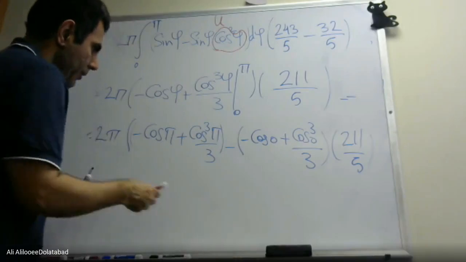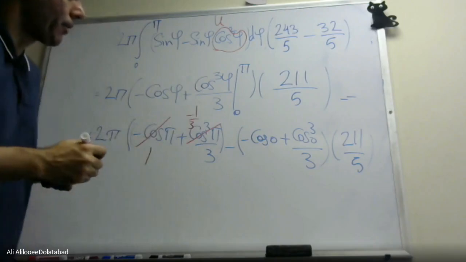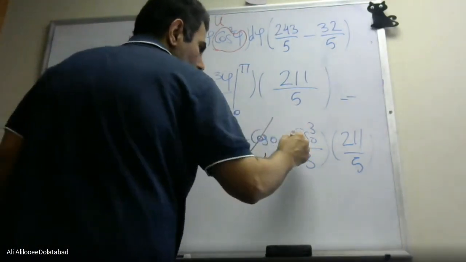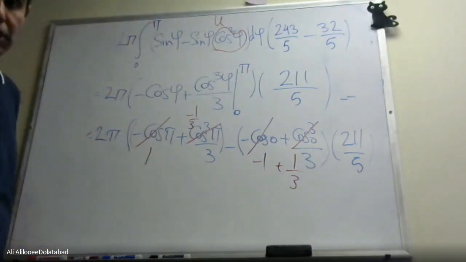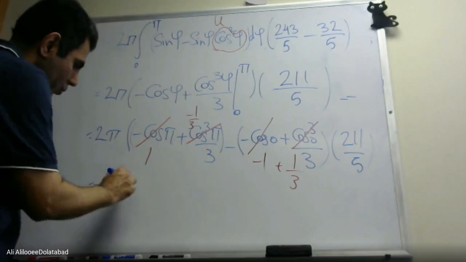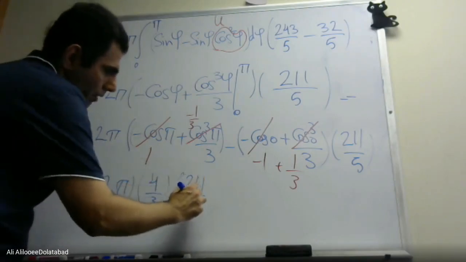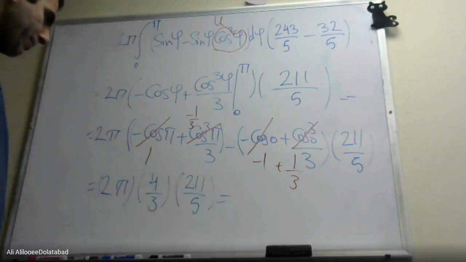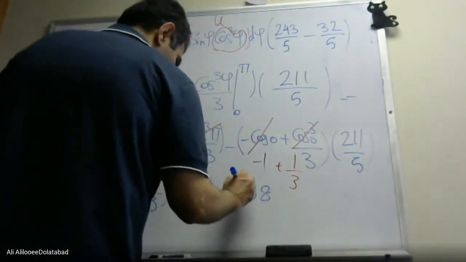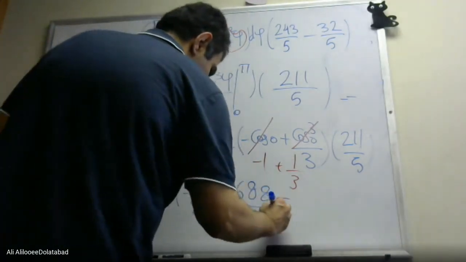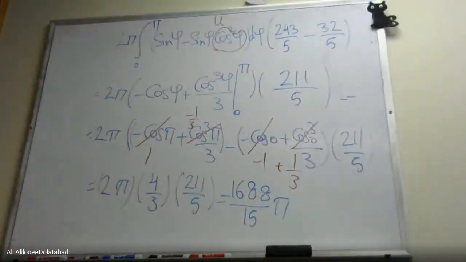Then see, this guy is 1, this guy is negative 1/3. This guy is negative 1, this is plus 1/3. Then 1 minus 1/3 is 2/3 times 2. Then the final answer is 2 pi times 4/3 times 211 over 5, which means 1688 over 15 pi.